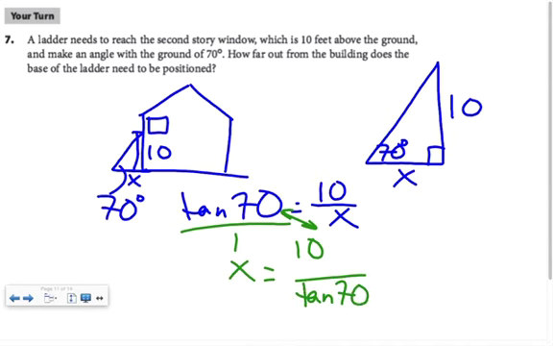And at this point, you're typing that into your calculator in order to find the distance the base of the ladder needs to be positioned away from the house. So 10 divided by the tangent of 70, and that is approximately 3.6 feet.